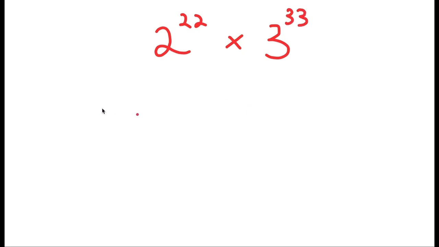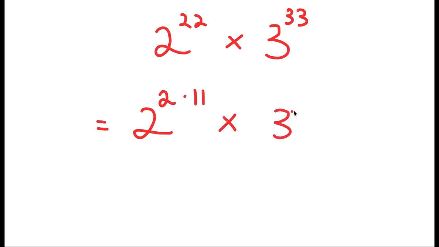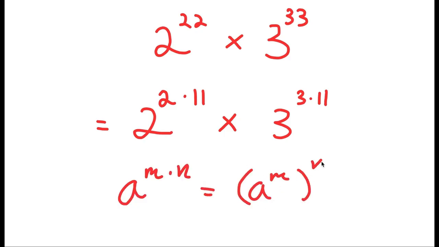Alright, so in this video, I'm going to solve the problem 2 to the power of 22 times 3 to the power of 33. So to solve this, I'm going to first rewrite 2 to the power of 22 as 2 to the power of 2 times 11. And I have this times 3 to the power of 3 times 11. Now, if I have something in the form a to the power of m times n, this is equal to a to the power of m to the power of n.